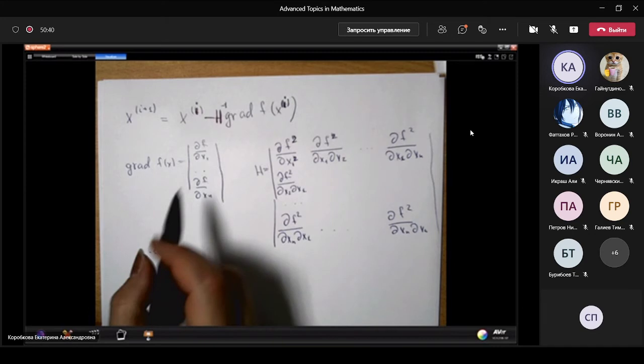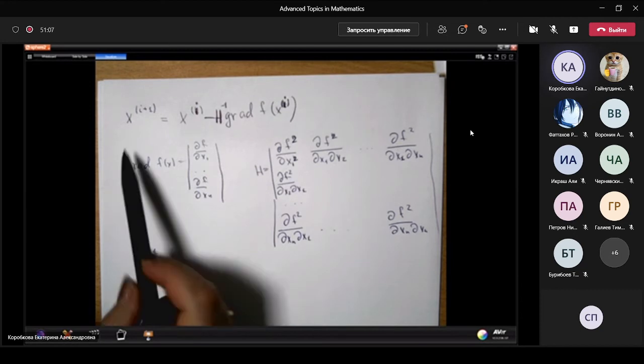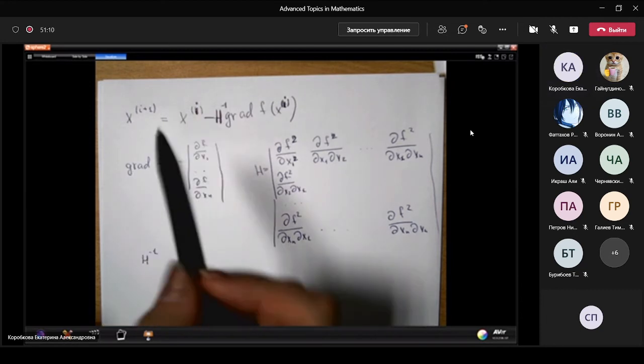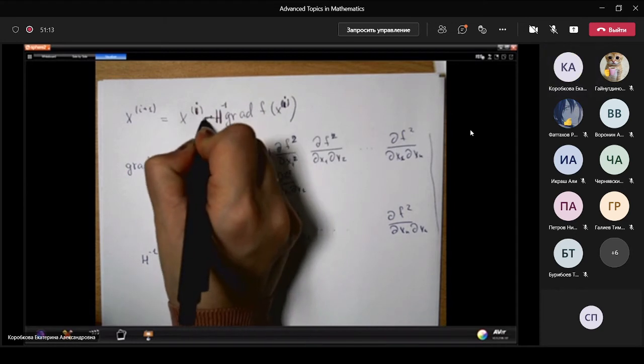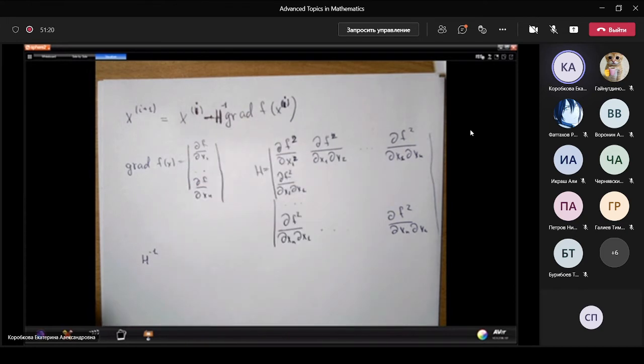So instead of the function as in the previous task, we use the quadratic approximation, which is denoted with the help of the Hessian. Once more, the new point is the previous one minus the matrix inverse to the Hessian multiplied by the gradient calculated in the previous point.